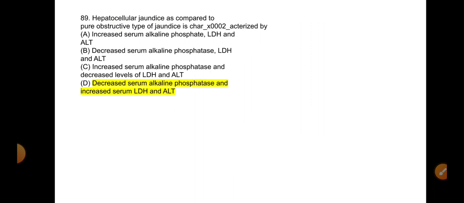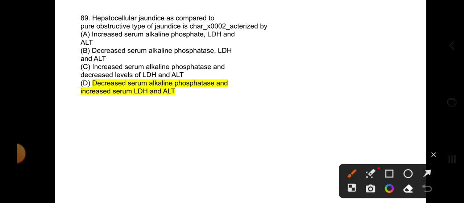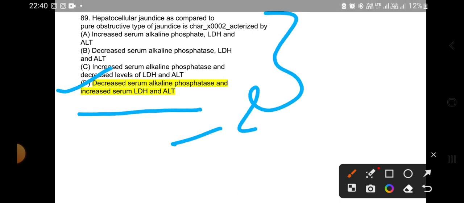In hemolytic jaundice, you will not see both. Hepatocellular jaundice as compared to pure obstructive type of jaundice is characterized by decreased serum alkaline phosphatase and increased serum LDH and ALT. This question is important. This you can write in your notes.